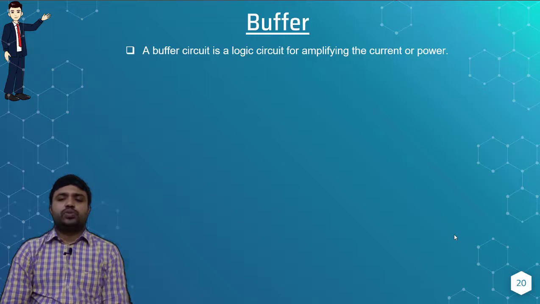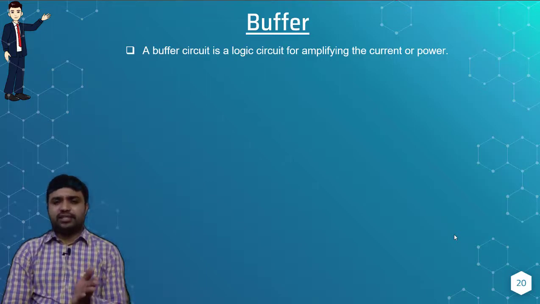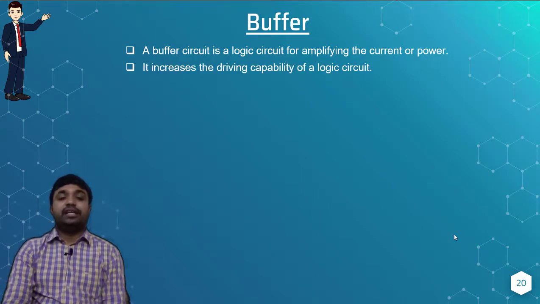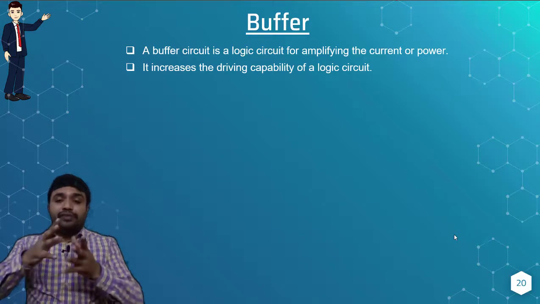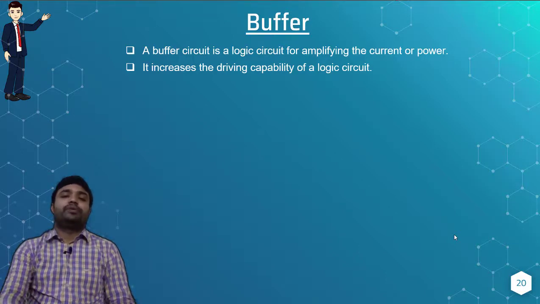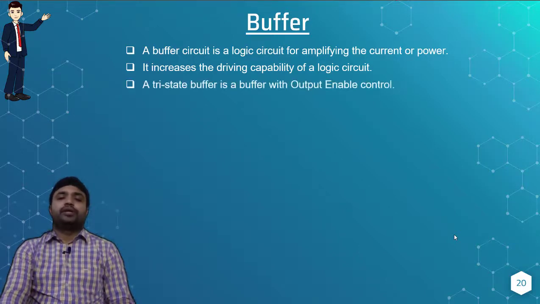Okay, so what we discussed for a transistor is also considered for a buffer, and the main purpose of a buffer is to amplify the current or power. Next, it increases the driving capability. That means the efficiency or the performance of a logic circuitry can be improved with the help of a buffer circuit or buffer unit. Right, a tri-state buffer is a buffer with output enable control.